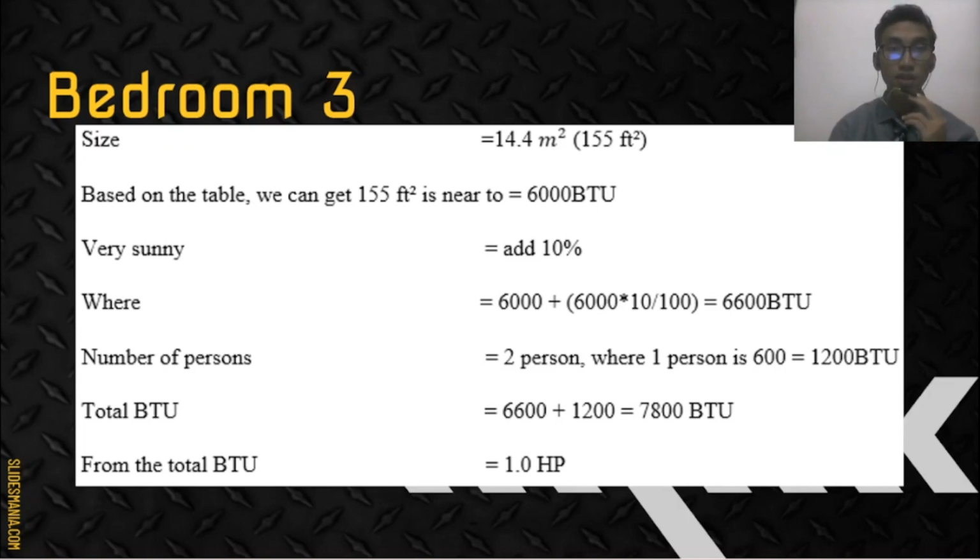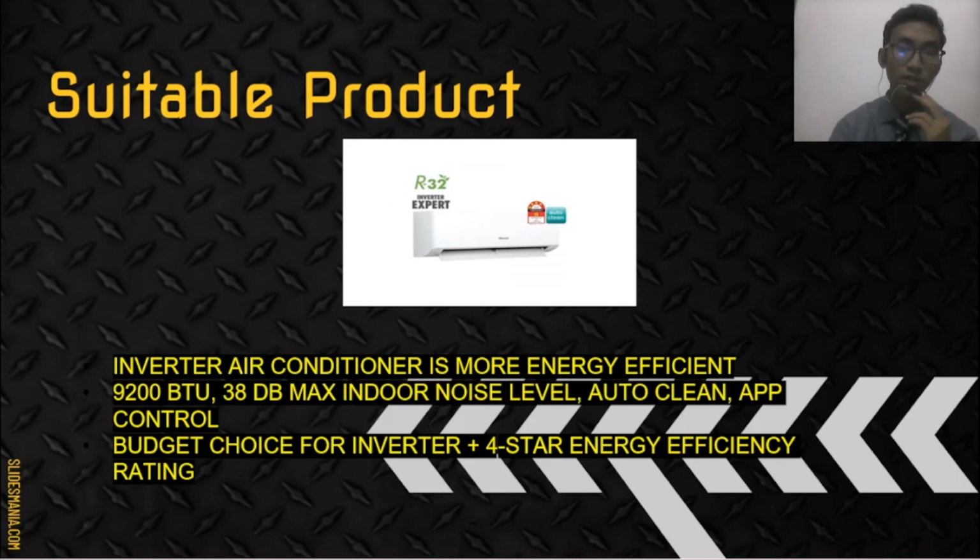So all rooms use the same aircon. We use the R32 inverter air conditioner. Why do we use this product? Because an inverter air conditioner is more energy efficient and it can change based on the temperature of the room. It has 9200 BTU, 38 dB max indoor noise level, auto clean and app control. It is also a budget choice for inverter and has a 4-star energy efficiency rating. So it will use less energy than a non-inverter air conditioner.